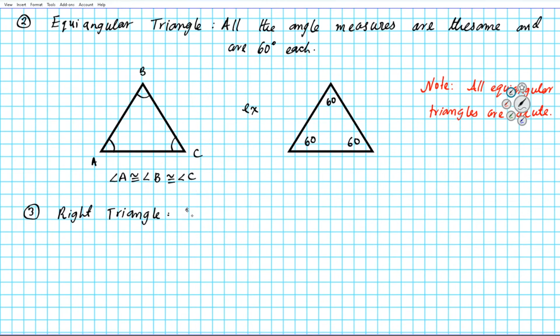A right triangle is a triangle where one angle measures 90 degrees. Okay, so let's go ahead and draw what it looks like. How do we mark a right triangle? Just draw a triangle and then mark one of the angles as 90 degrees. How do you reflect that? Just put it like that. That's how you mark a right triangle.